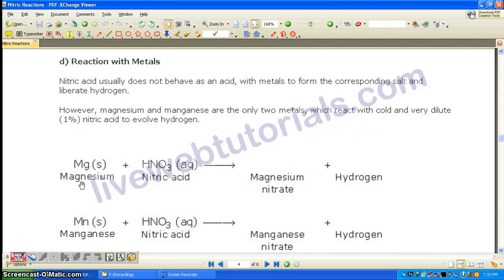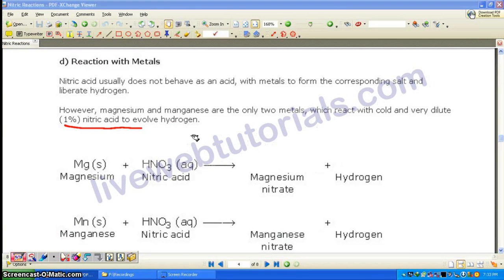Now, reaction of nitric acid with metals. Nitric acid is not a regular acid. Normally any metal with an acid should give its respective salt and hydrogen gas. But nitric acid only in certain conditions shows this kind of behavior, that is with metals like magnesium and manganese, and only if you are having 1% of this acid, then it behaves like a regular acid, giving you its respective nitrate salt and hydrogen gas.